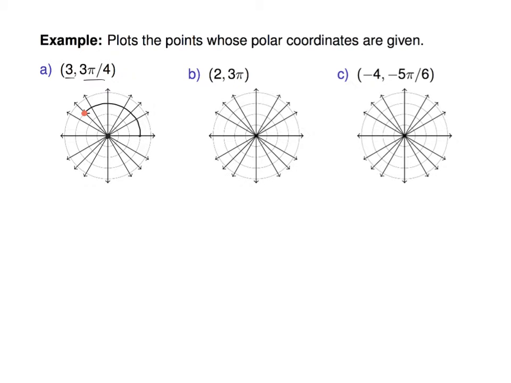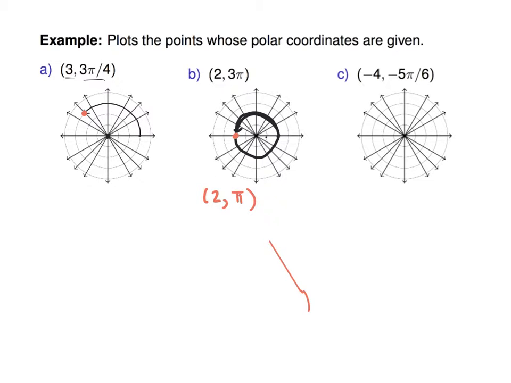Okay, how about 2 and 3 pi? So first you're a distance of 2 away, right? And then you go an angle of 3 pi, which is the whole way around the unit circle, and then halfway, which spits you out at this point, right? Does it make sense? I also could have written that point as 2, pi.